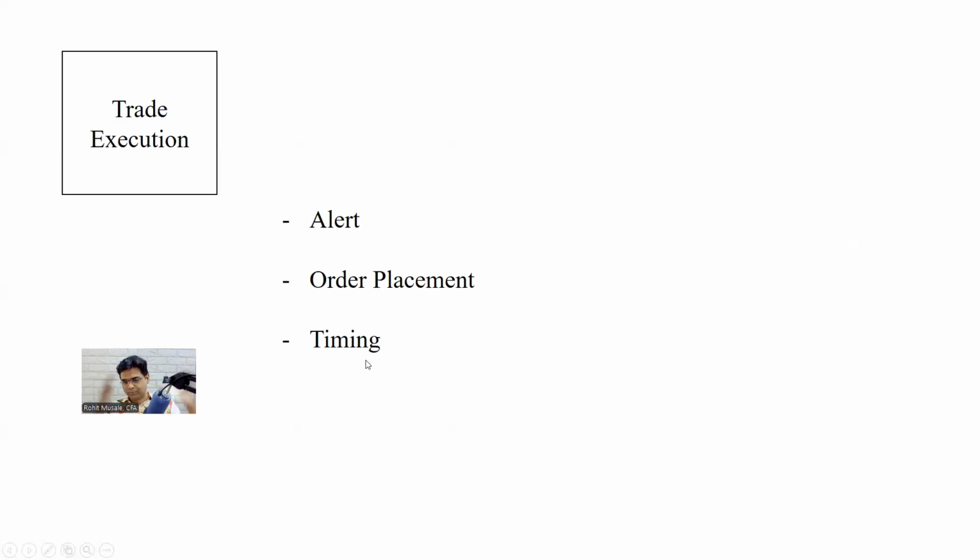Sometimes, if I'm not available in front of my desk and I really like a particular stock, I might put an automatic buy order, right?